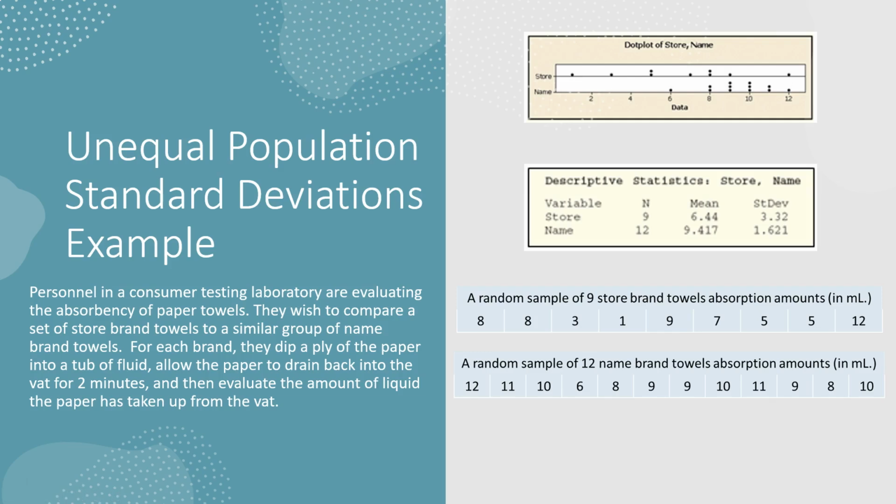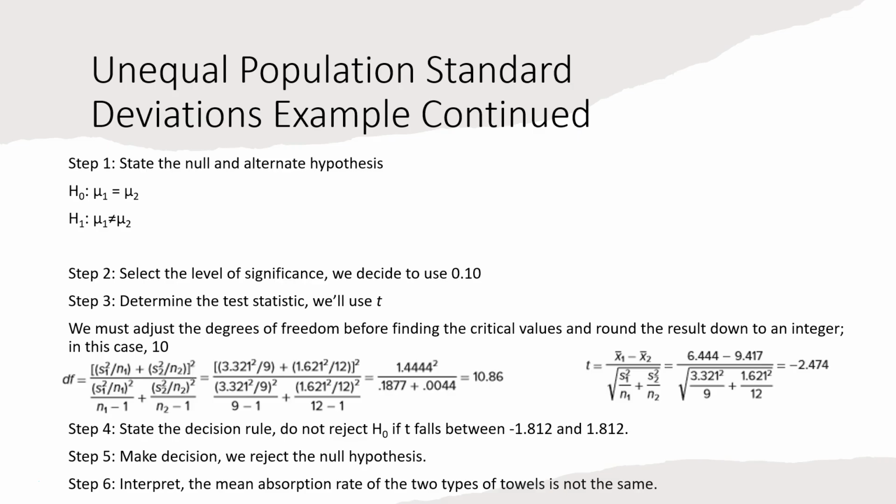So after observing there's more variation in the store brand, it does not seem reasonable to assume that the population standard deviations are equal. So looking at this, we're going to decide to use the t-distribution and assume that the population standard deviations are not the same. And so when that happens, we end up using our unequal population standard deviations calculation.